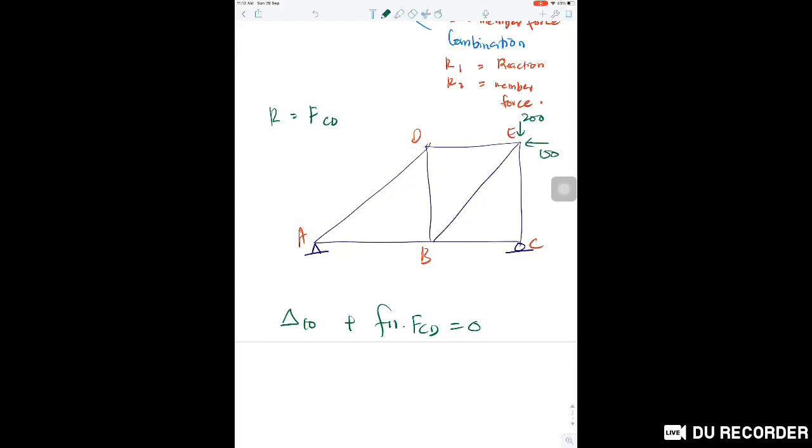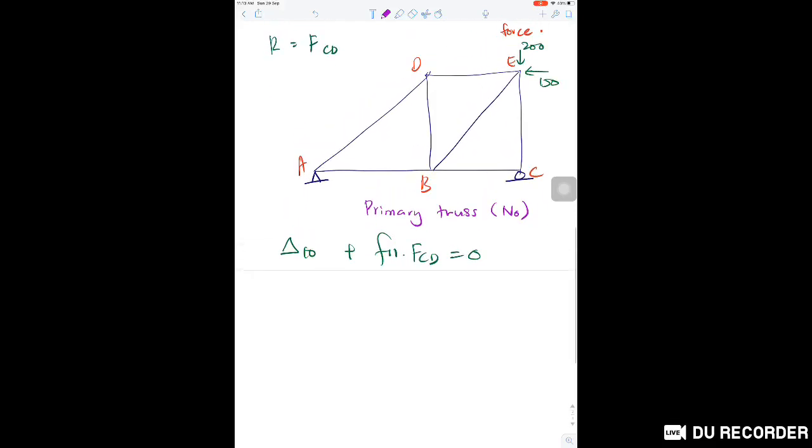in the actual truss. From this we know that there are two displacements to be determined, which come from two systems, the primary system and the redundant system. Okay, so this is the primary system. This is the primary truss, where we will determine later after this. And another one is called the redundant truss, FCD applied.